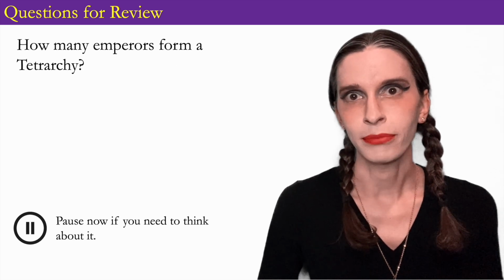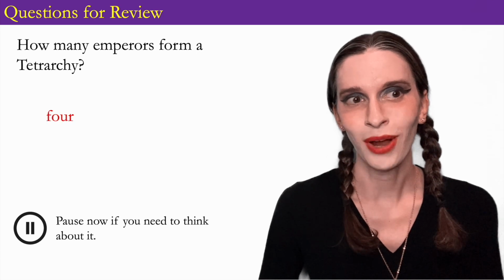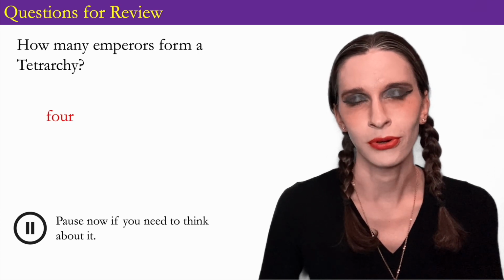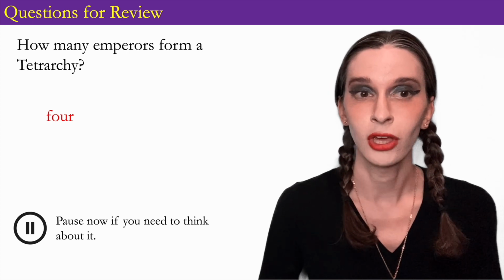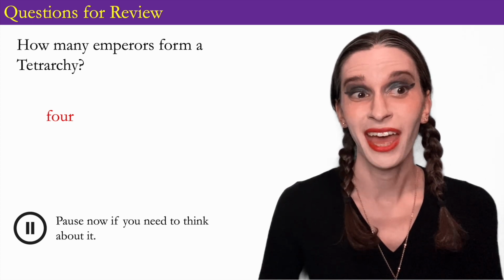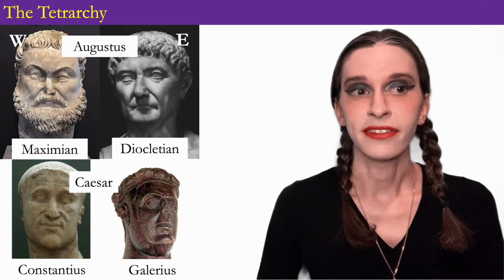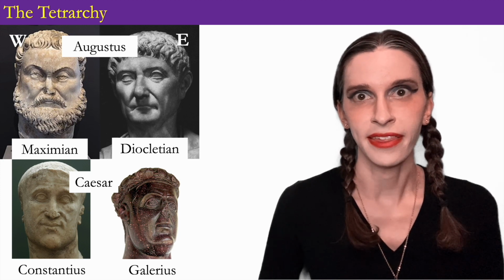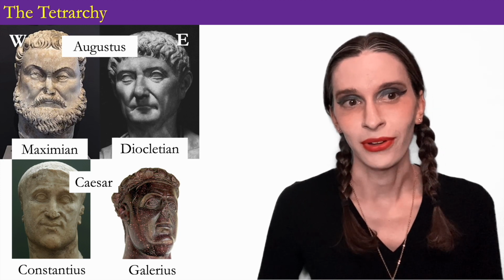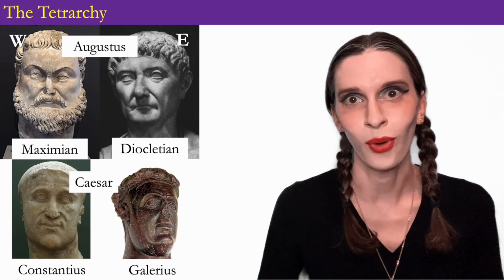Finally, how many emperors form a tetrarchy? If you said 4, you're right. 2 Augusti, or senior emperors, and 2 Caesars, junior emperors who will become Augusti next. 1 Augustus and Caesar for the West, and 1 Augustus and Caesar for the East. The first tetrarchy is Diocletian and Maximian as Augusti, and Galerius and Constantius as Caesars. Diocletian and Galerius collaborate to rule the East, and Maximian and Constantius rule the West.